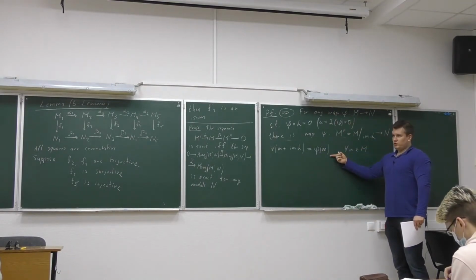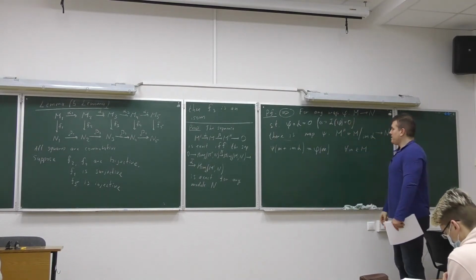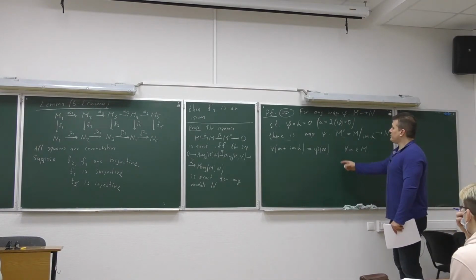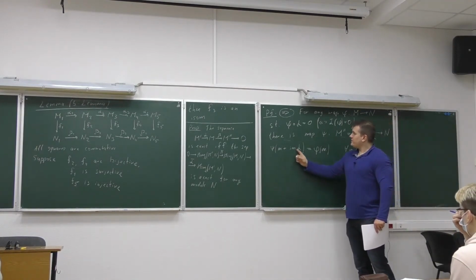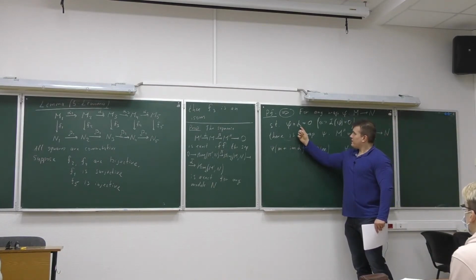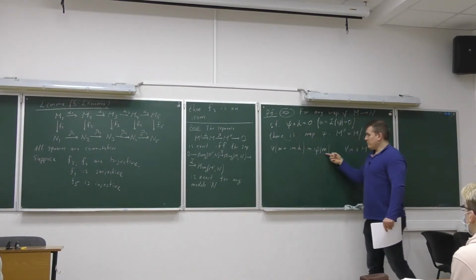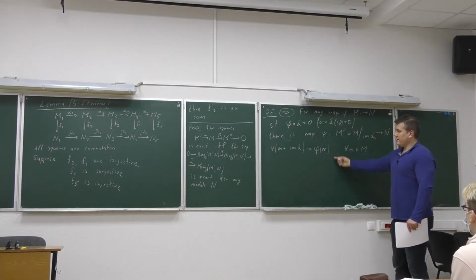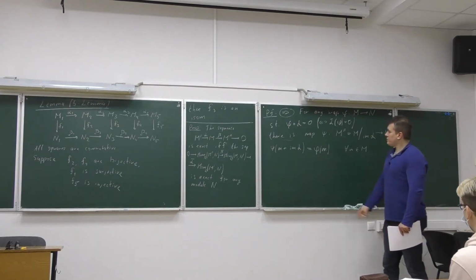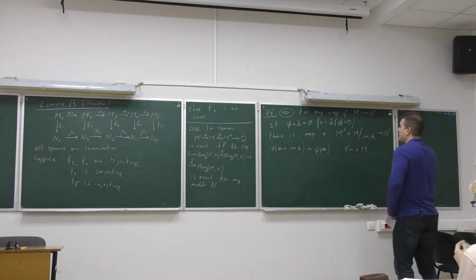Well, first of all, we need to check this is a well-defined map, but this is immediately clear because if you choose another representative, because the composition of phi and alpha is 0, the answer will be the same. So the map is well defined. It doesn't depend on this choice of m, and that's exactly what we want, right?